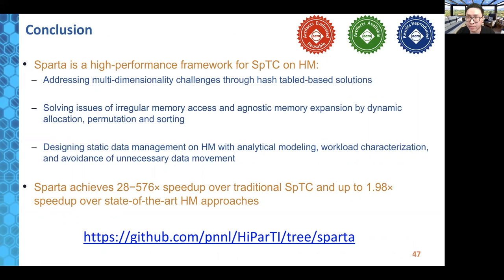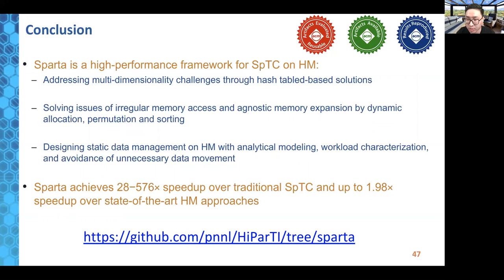In short, Sparta is the first high-performance element-wise and parallel sparse tensor contraction framework for arbitrary order sparse tensor contraction. It introduced hash table-based solutions to fundamentally solve the multidimensionality challenges. It also addresses the unknown output tensor challenge and irregular memory access problem by customized dynamic allocation, permutation, and sorting. Finally, it employs static data placement combined with analytical modeling of memory consumption, workload characterization, and avoidance of unnecessary data movement to significantly boost the performance on heterogeneous memory.